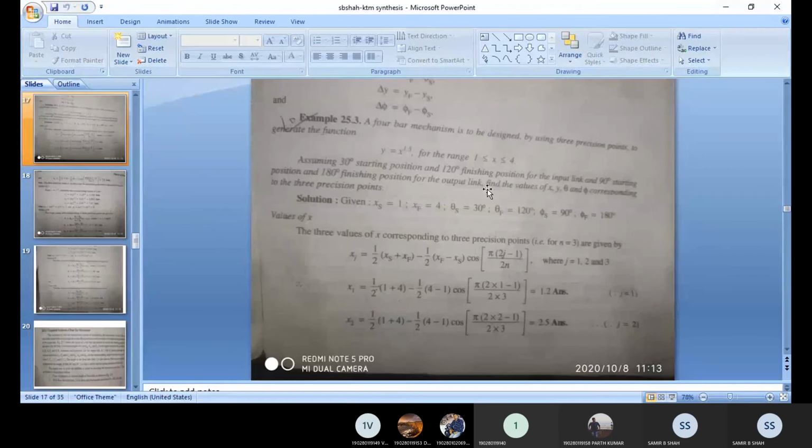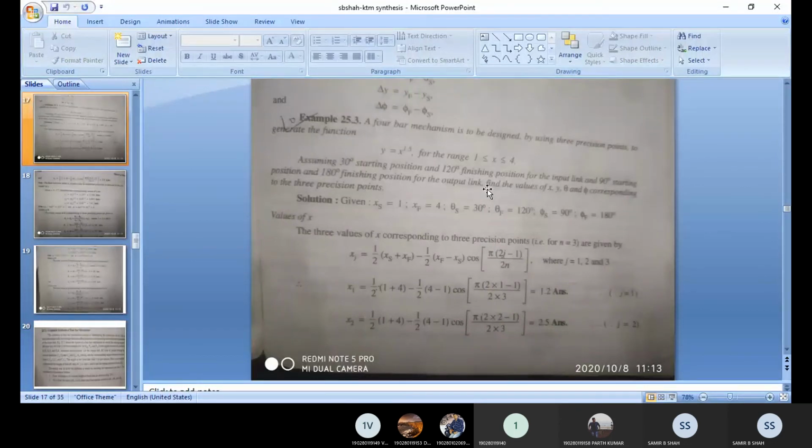Based on these equations, I will solve one example: a four-bar mechanism is to be designed using three precision points to generate the function y is equal to x raised to 1.5. You can see here that y is the output and x is the input, with x to the power 1.5 given to you. The range is given to you: 1 less than or equal to x, less than or equal to 4.